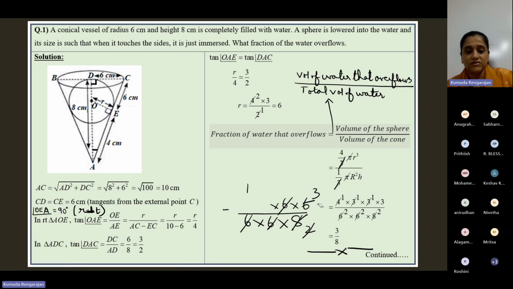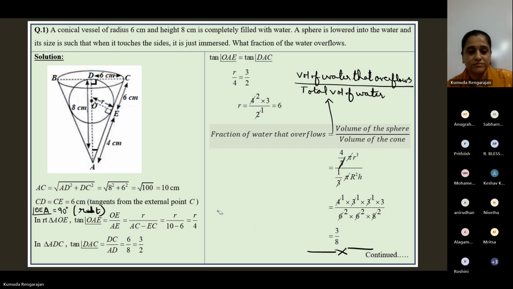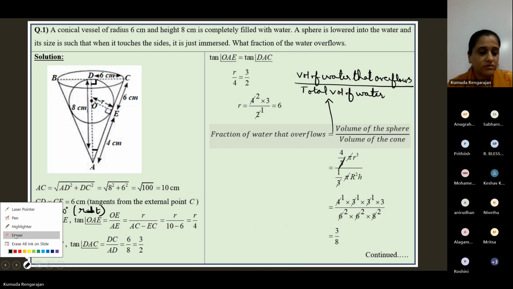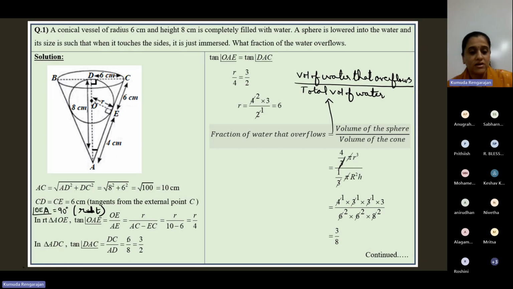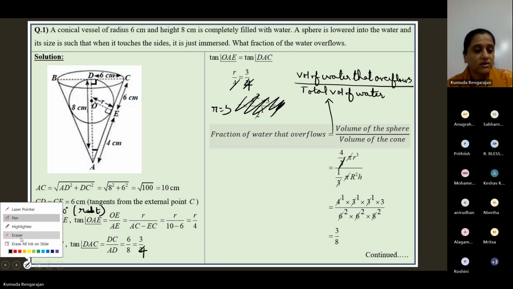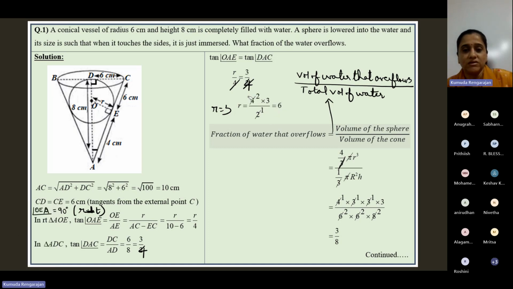I'll just correct that. This part, while calculating, yeah, here 3 by 4, this is 6 by 8 is 3 by 4. So 3 by 4. So now here 4 and 4 will get cancelled. So R is 3. Then the substitution is correct. I'm so sorry for the confusion. While typing, I've made a mistake here. All of you, please note.